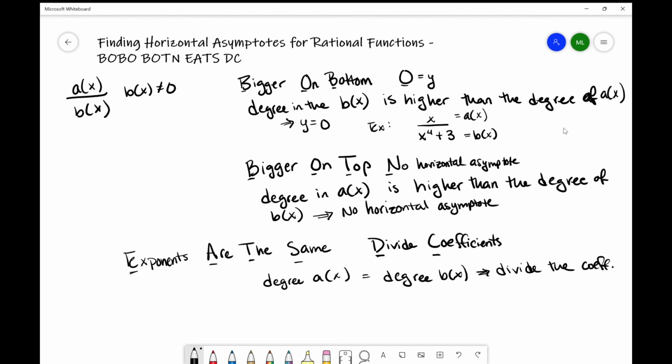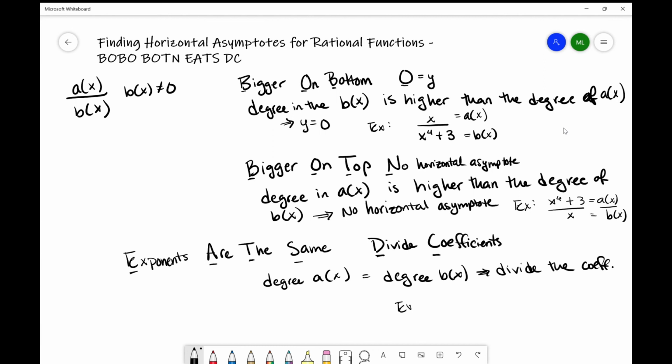So for bigger on top, I just realized I didn't put an example there. An example for that one is, let's say, the degree of a of x is higher than the degree of b of x, so x to the power of 4 plus 3 over x. Now what happens here is there's no horizontal asymptote. It's bigger on top, and the degree is less on the bottom because it's x to the power 1, and then on top we have x to the power 4, so there's no horizontal asymptote in that example.